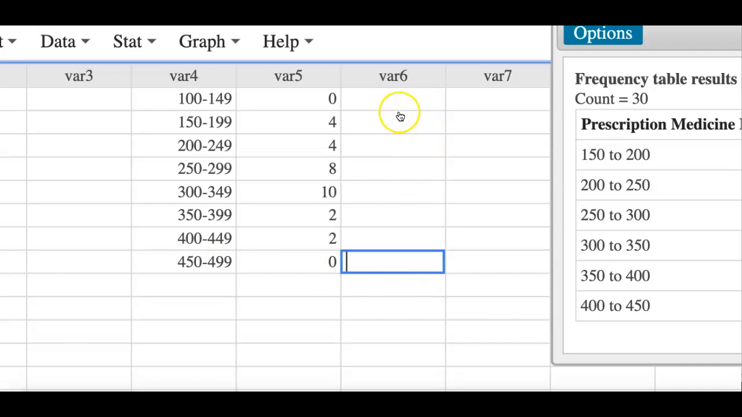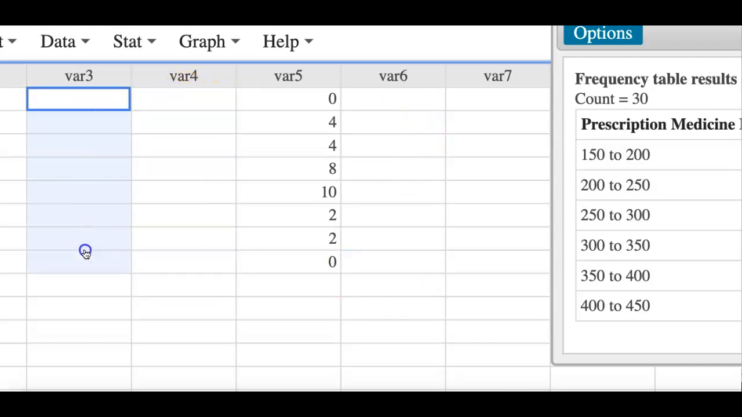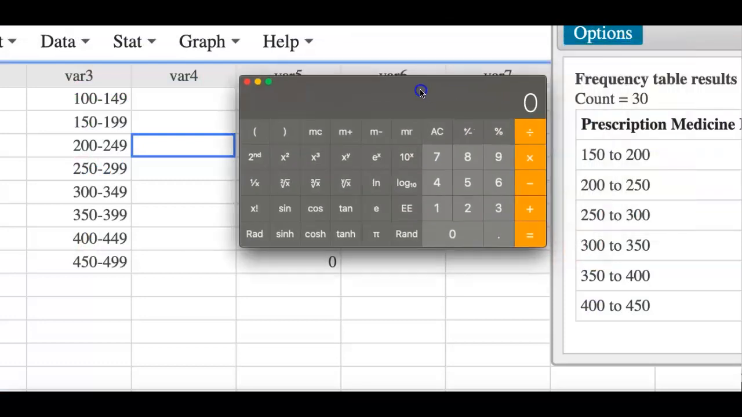Now I'm going to find the midpoints. I wonder if I can move this to the side a little bit. I can just copy it here. Now for the midpoints, I will grab a calculator. I got a calculator out, and you know how to find the midpoints.